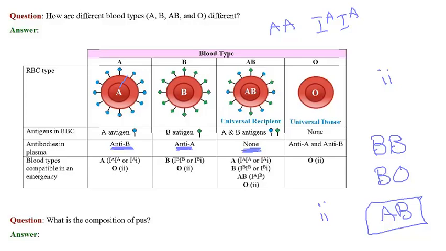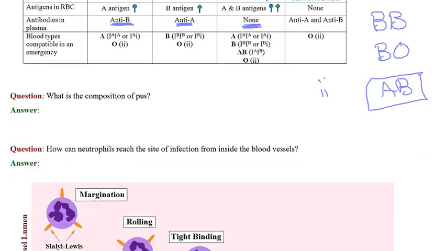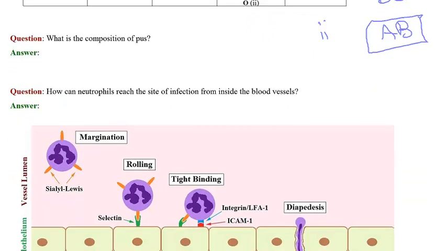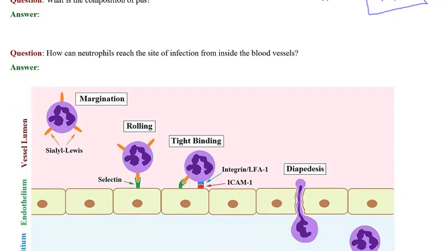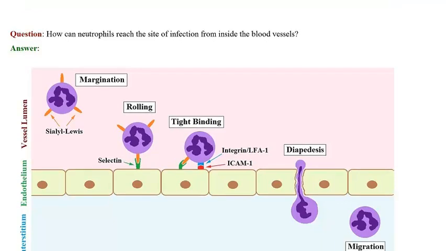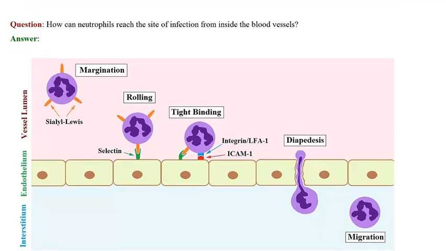Okay? What is the composition of pus? We already discussed. It's neutrophils that die from engulfing pathogens, and the remnant of these neutrophils produces a yellowish opaque liquid that is called pus. And then how can neutrophils reach the site of infection from inside the blood vessels?